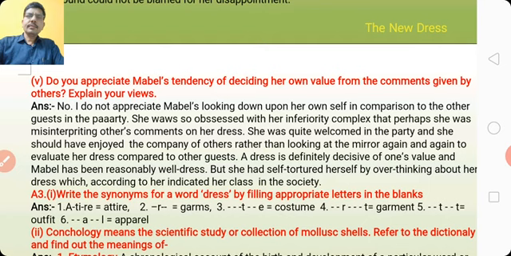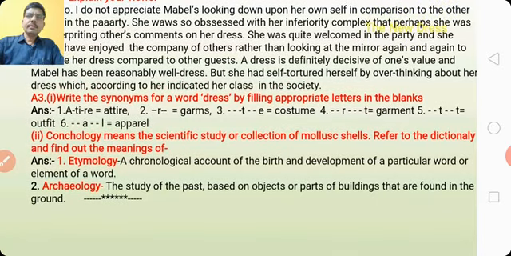A dress is not definitely decisive of one's value. Mabel has been reasonably well dressed, but she has tortured herself by overthinking about her dress, which, according to her, indicated her class in society. Friends, next question A3. Write the synonyms for the word dress by filling in appropriate letters in the blanks. First, attire, second, garments, third, costume, fourth, garment, and the next, outfit, and sixth, apparel.